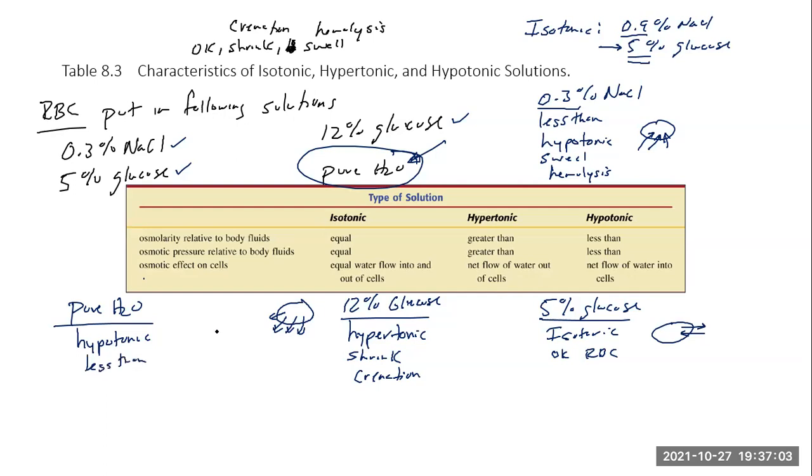So again, in this case, what's going to happen is outside the cell is less than inside. We're going to get that flow of water into the cell, obviously causing it to swell and burst, which again is our osmosis. Any questions on how to identify isotonic, hypertonic, hypotonic type solutions and what's going to happen?